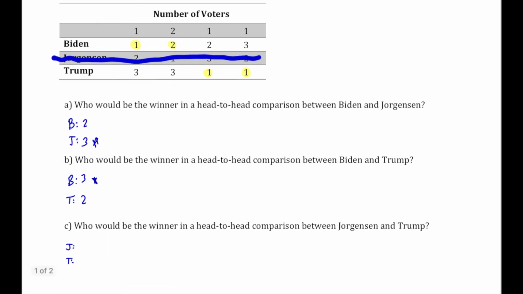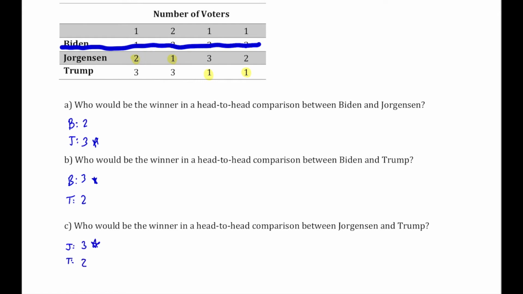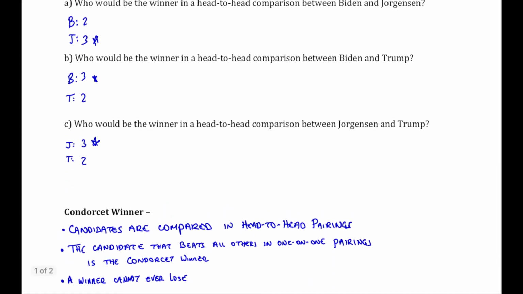Now we're also going to compare that final pairing, which would be Jorgensen and Trump. For a moment, we're going to forget about Biden and compare Jorgensen versus Trump. Each column, we've got Jorgensen wins the first, Jorgensen wins the second, Trump wins the final 2. What we have here is Jorgensen receives 3 votes to Trump's 2 votes. Jorgensen is the runoff winner between those 2, looking only at that pair. So what we see here is we have compared everybody in head-to-head, one-on-one matchups. Looking at that, Jorgensen is preferred over Biden, and Jorgensen is also preferred over Trump. In this case, we would consider Jorgensen to be our Condorcet winner.